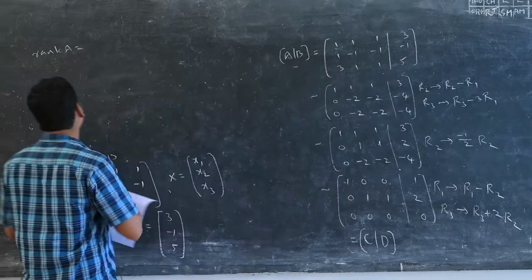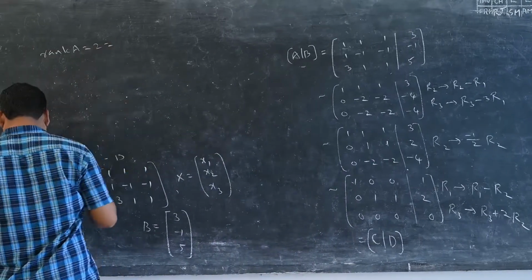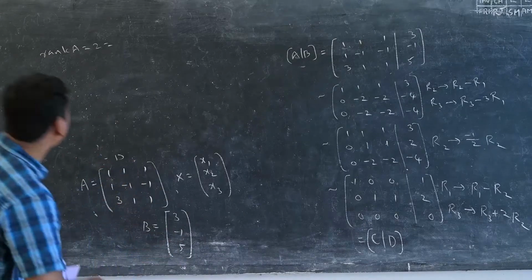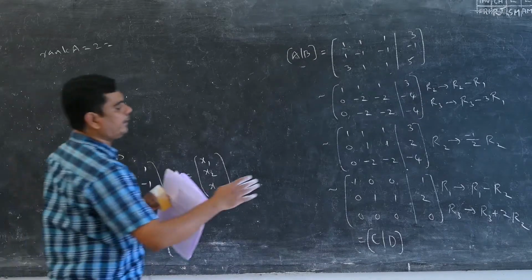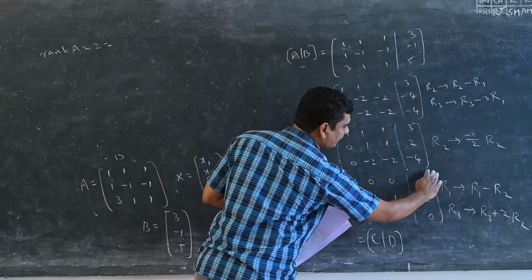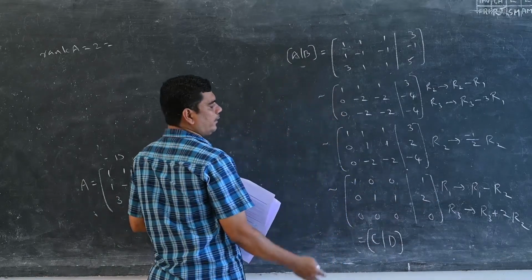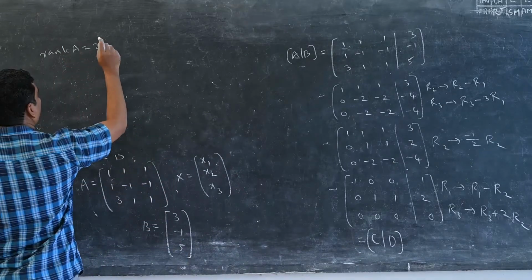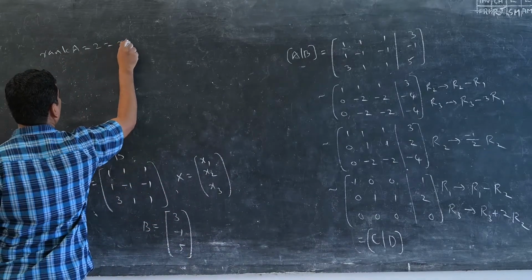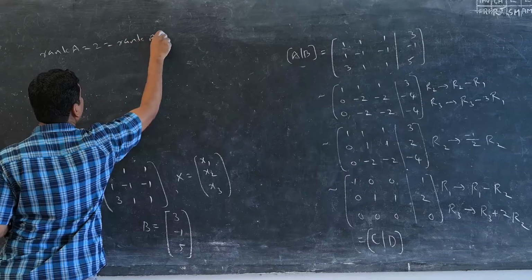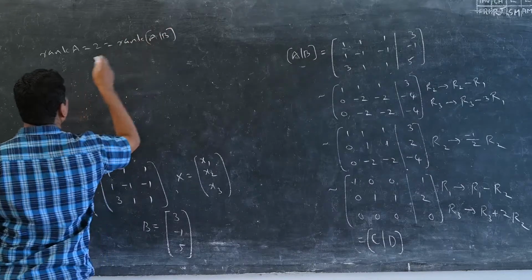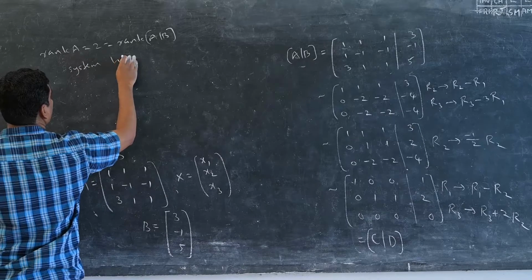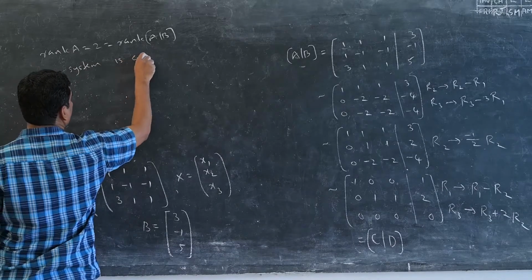It is 2. Rank AB is, in the matrix CD, the number of non-zero rows. There are 2 non-zero rows, so rank AB is 2. So if rank A is equal to rank AB, the system is consistent. The system has a solution.